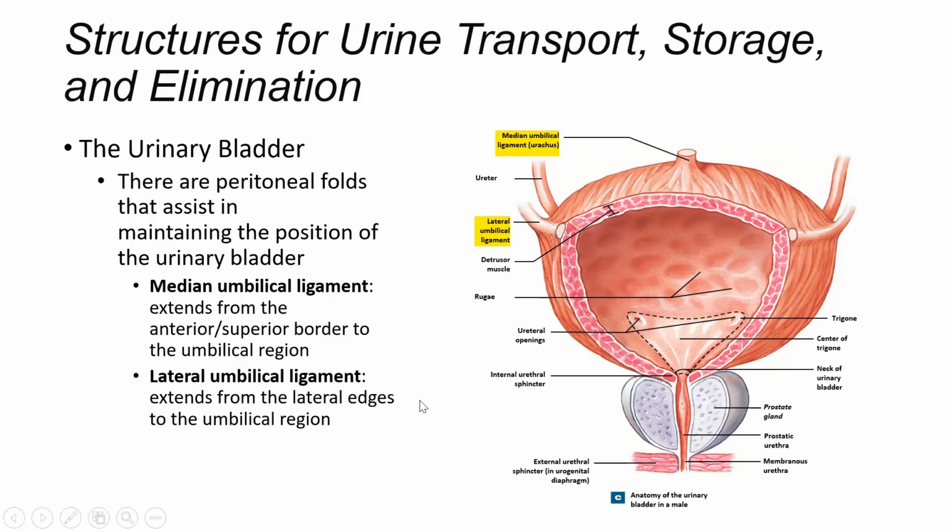And then the lateral umbilical ligaments, there are two of them, one on either side, help to do a similar function. They anchor the bladder in place, but they attach to the lateral aspects of the abdominal wall.